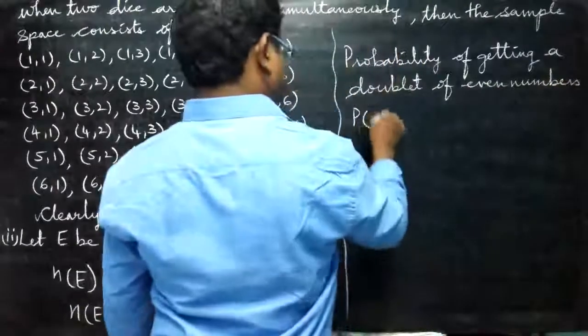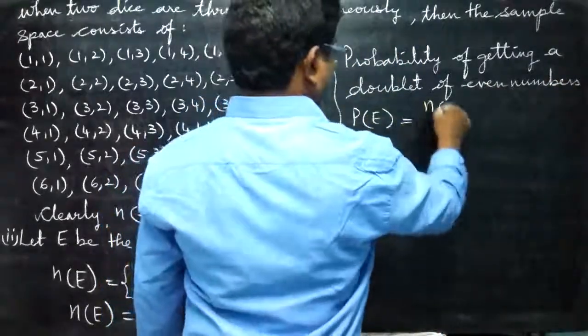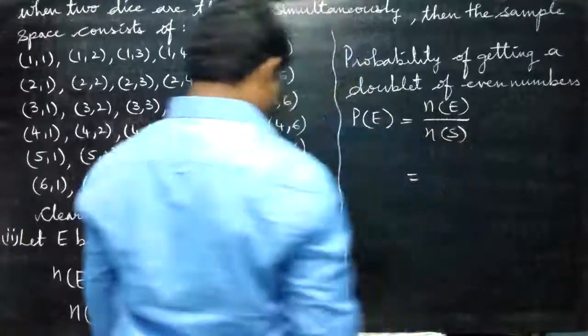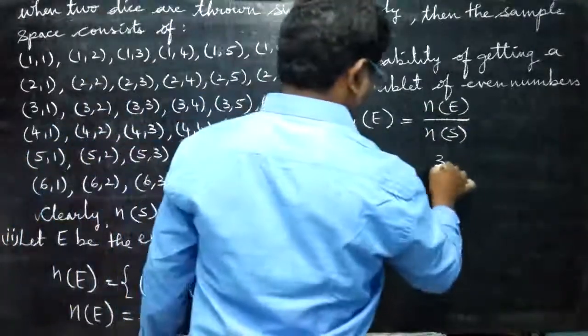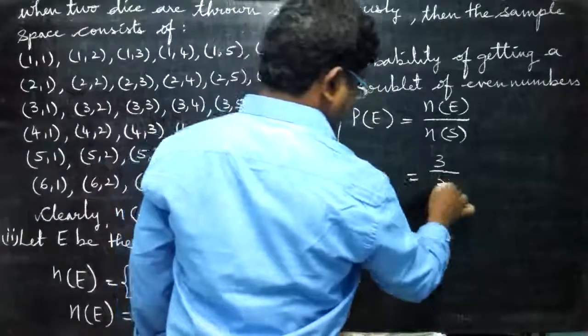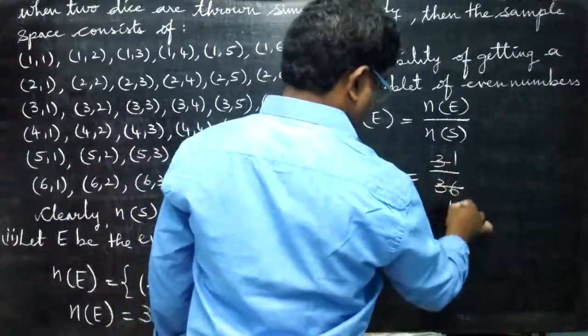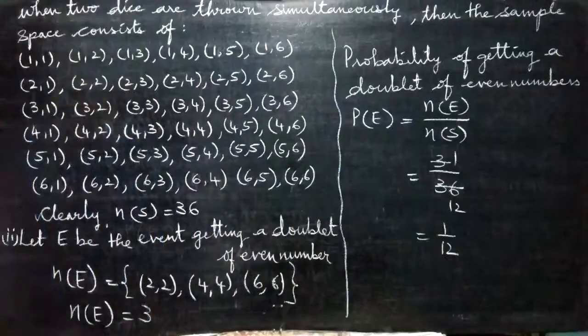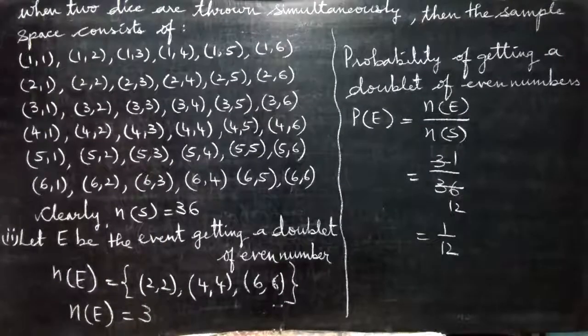We represent it as P of E is equal to n of E by n of S. N of E, how much did we get? 3 we got. 3 by n of S, 36. 3 ones are 3, 12 threes are 36. That is equal to 1 by 12. Conclusion, what are you going to write? Therefore, write the conclusion clearly. Therefore, the probability of getting a doublet of even numbers is equal to 1 by 12.